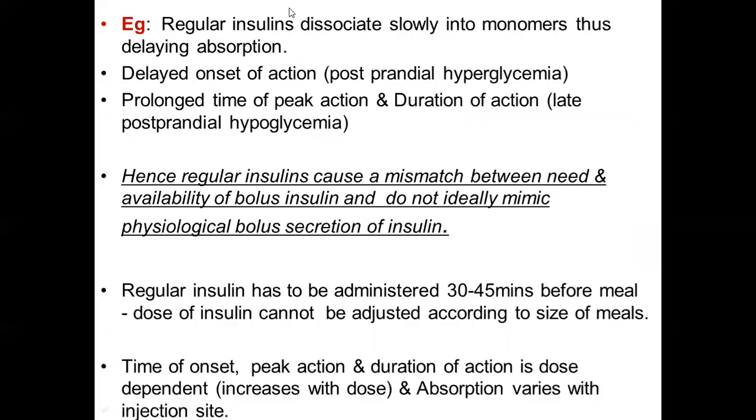Regular insulins dissociate very slowly because they form hexamers, and that is why you have a delayed onset of action leading to postprandial hyperglycemia, and they keep on acting for a longer time than required, resulting in late postprandial hypoglycemia. Another thing is that they have to be given at least half an hour before the food so that they can start acting soon after the food. If you have taken the regular insulin, you have to have your food within half an hour. In busy people who might sometimes miss a meal, having taken the injection but missing the meal can cause a problem.